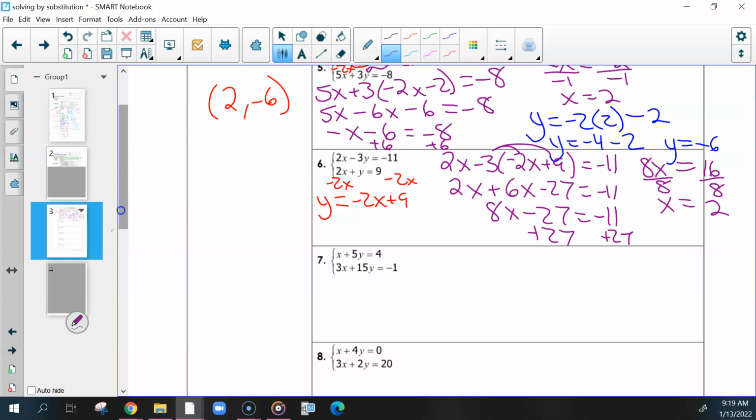How would we continue this? Alright. And we go back to the base equation, y equals negative 2x plus 9, where x is 2. How would I write that? y equals negative 2 times 2 plus 9. And then you solve this to be y equals negative 4 plus 9. And that would be y equals 5. So the solution is 2 and 5. Like that? Yes.